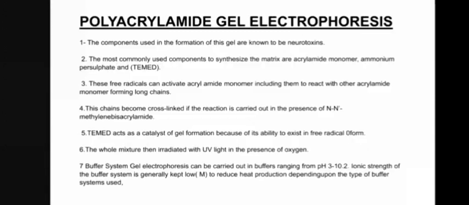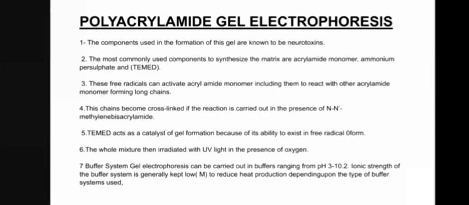Fourth type is polyacrylamide gel electrophoresis. The components used in the formation of the gel are known as neurotoxins. The most commonly used components to synthesize the matrix are acrylamide monomer, ammonium persulfate, and TEMED. These free radicals can activate acrylamide monomer, inducing them to react with other acrylamide monomers, forming long chains. These chains become cross-linked if the reaction is carried out in the presence of N,N'-methylenebisacrylamide.